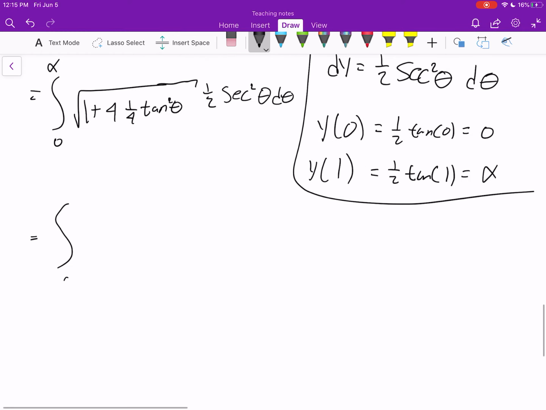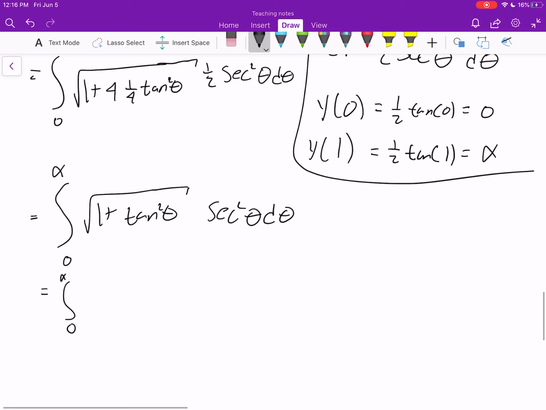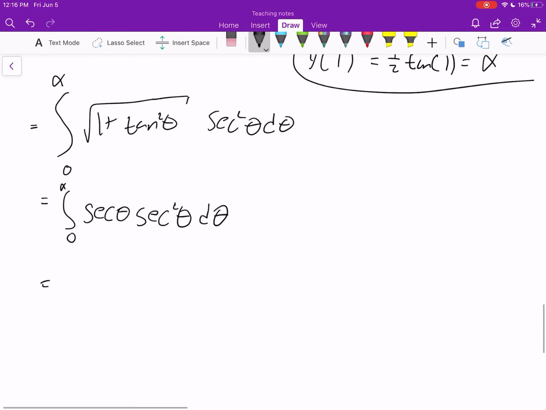And now I just keep going. So now it's just a matter of calculating this integral. 0 to alpha, I'm going to pull out the 1/2, so I get the square root of 1 plus tan squared theta, secant squared theta d theta. 1 plus tan squared is secant squared. So I'm going to get the square root of secant squared, so this is just secant. So secant theta, secant squared theta d theta. This is the integral from 0 to alpha of secant cubed theta d theta.